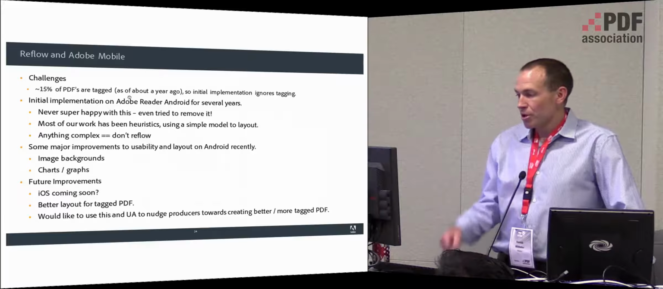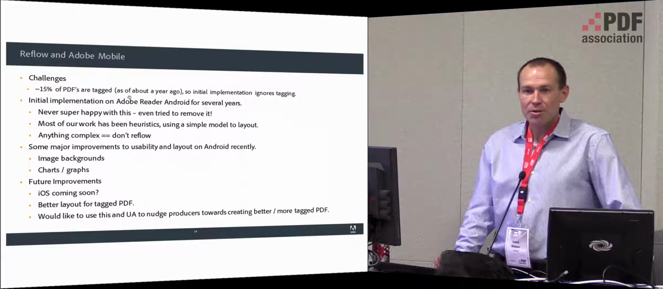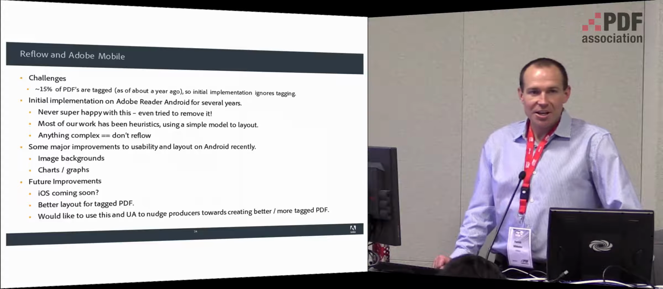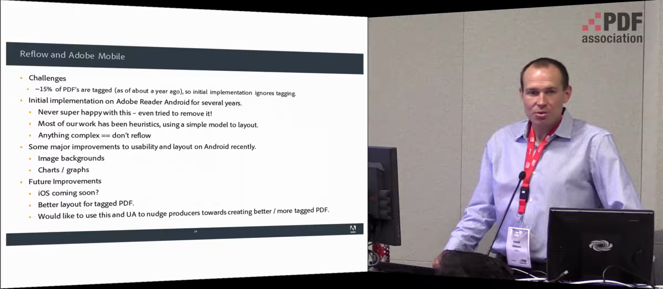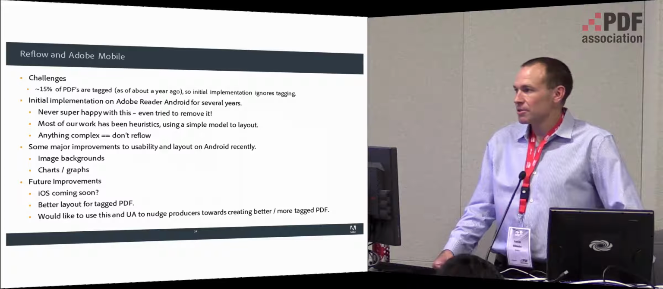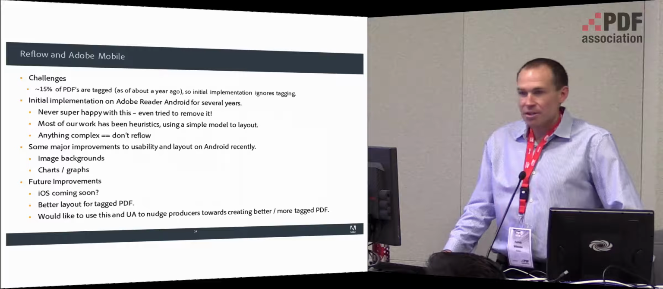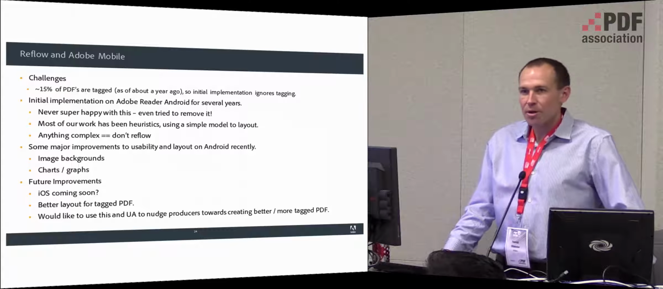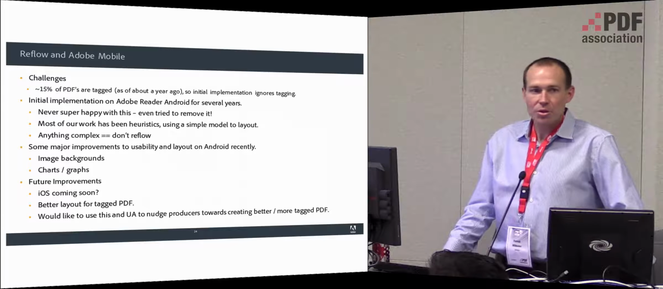Most of the work, it'd be better if the PDFs were all tagged, like we talked about yesterday, because it's a lot easier to do reflow if the content has some semantic instructions in it. But if it doesn't, you have to use heuristics and a simple layout model. And the simple layout model is just fall back and don't reflow if we don't think we can do it.